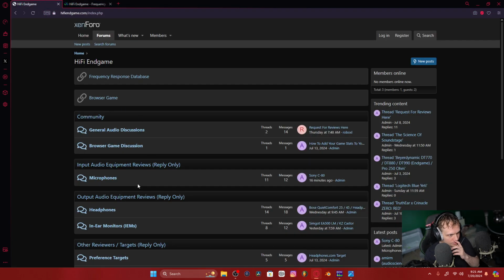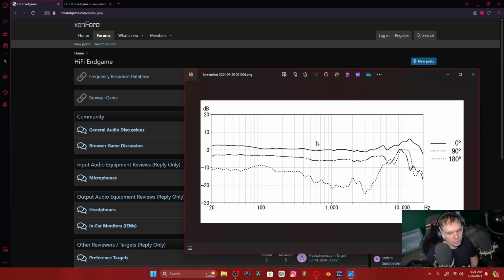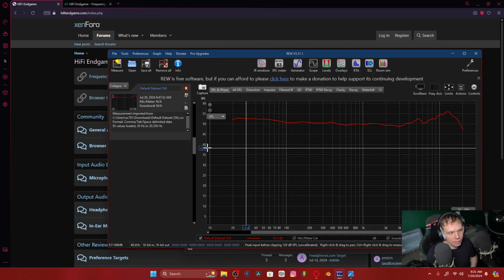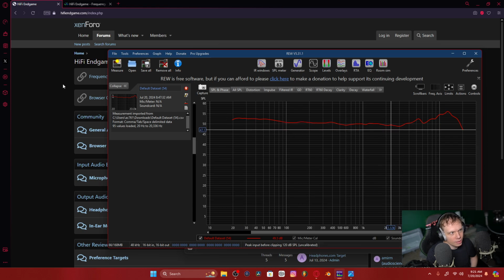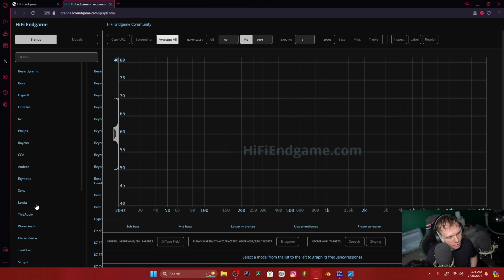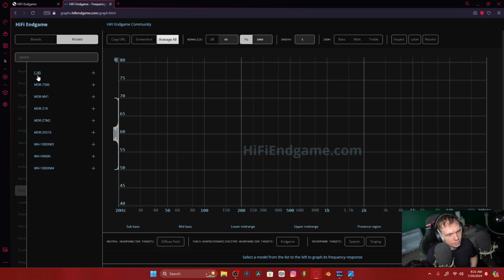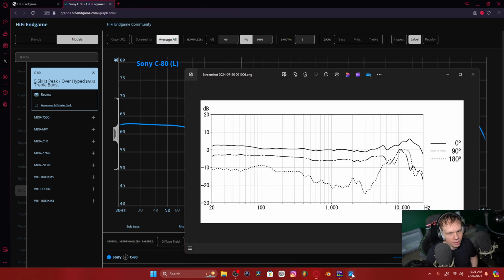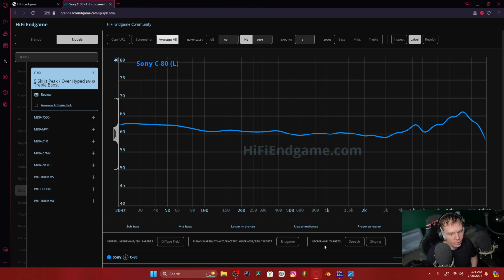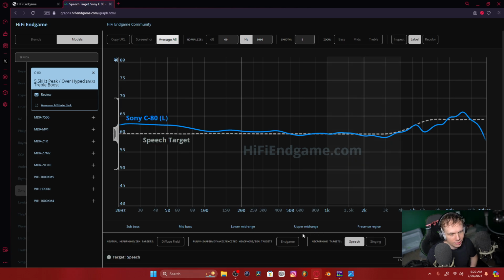So for example, I just made a graph for this microphone a minute ago. This is the Sony C80, and so this is what it looks like. And then once I put it into here, that's what the measurement looks like converted over to my database. We can look at the end game target for a speech microphone, which is that.